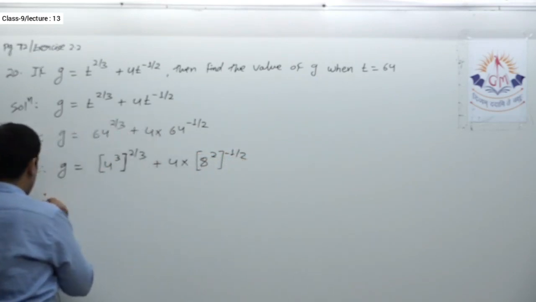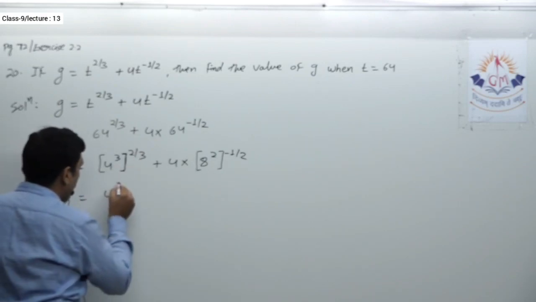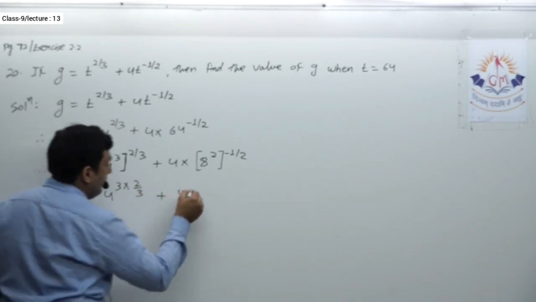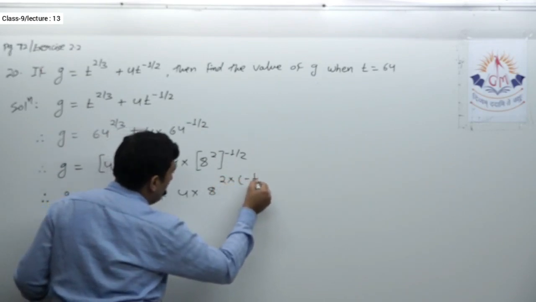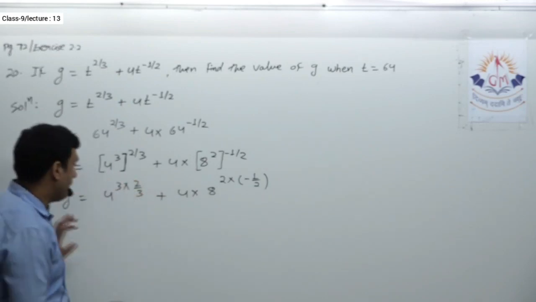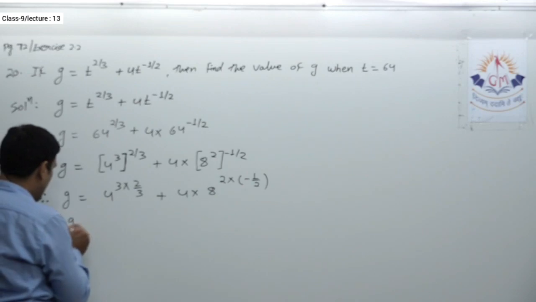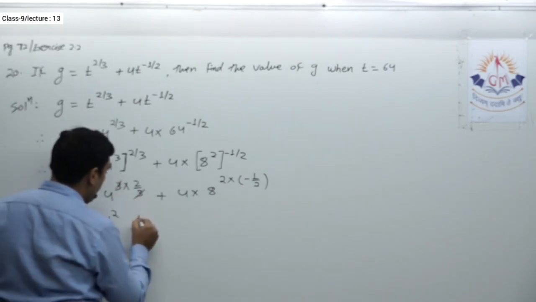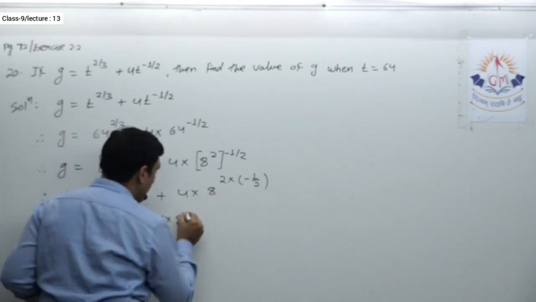Okay, therefore I can write g is equal to, now over here if I apply the power law, 4 raised to 3 into 2 upon 3 plus 4 multiplied by 8 raised to 2 minus 1 by 2. Here I applied the power law over here as well as over here. Now this 3 and 3 I can cancel, so I can write g is equal to 4 square plus 4 multiplied by 8 raised to minus 1.